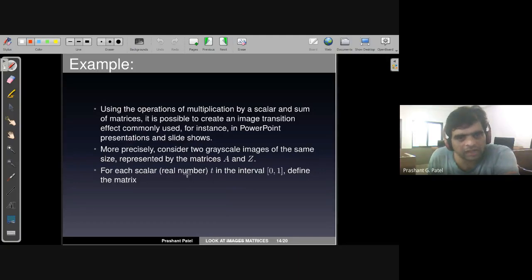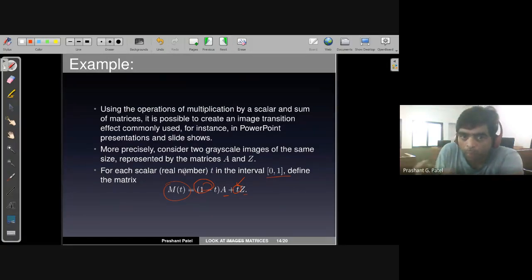For each scalar, a real number t between 0 and 1, I'm actually taking a convex linear combination. So we take a value of t between 0 and 1 and define a matrix like this: Mt is equal to (1 minus t) A plus t Z. So this is my alpha, this is my beta, and these are the matrices A and Z. We are taking the linear combination of these 2 matrices and we get Mt. Let's see what happens to M if I increase the value of t between 0 and 1. This is a combination of 2 images, but actually it is a combination of 2 matrices.